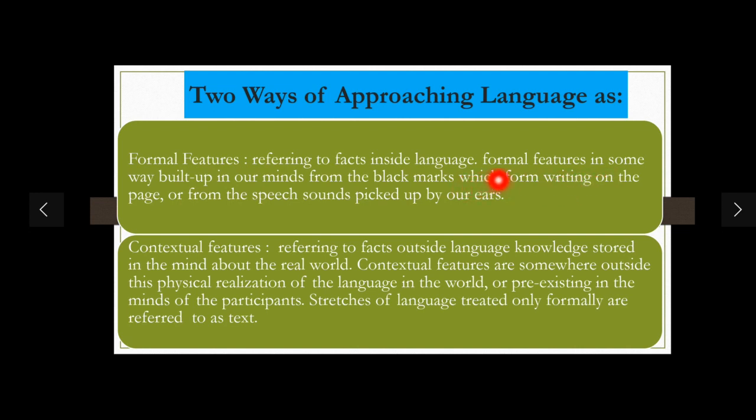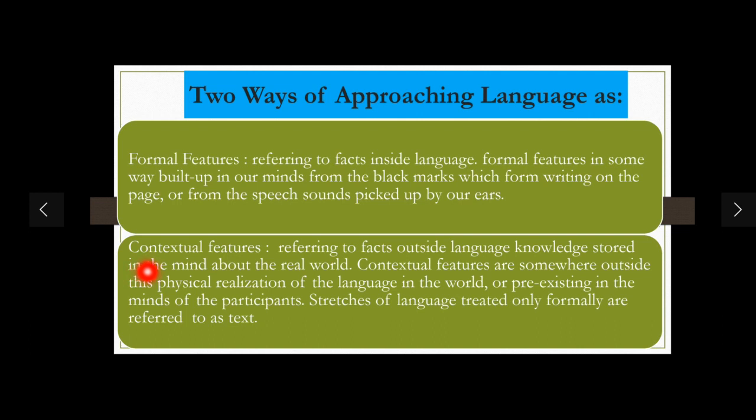Now, formal features are in some way built up in our mind from the black marks which form writing on the pages. So we can see them, they are formed in mind, and then we can write on a blank page, or even we can use them in conversation, or from the speech sounds picked up by our ears. So there are physical realizations of formal features.